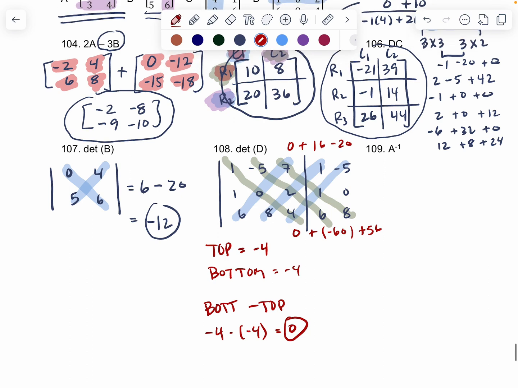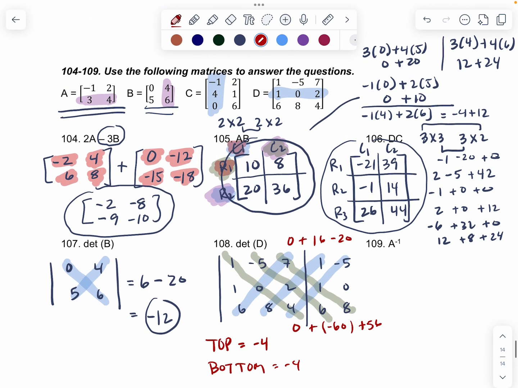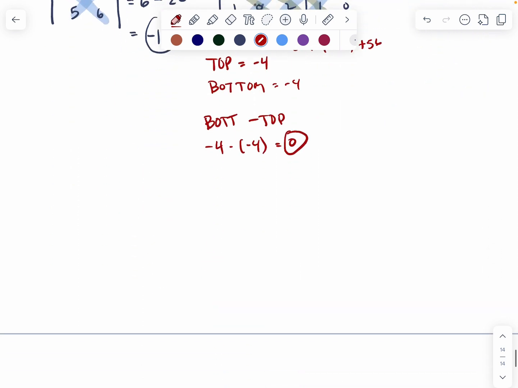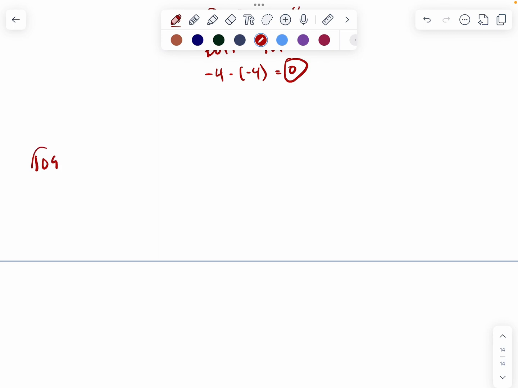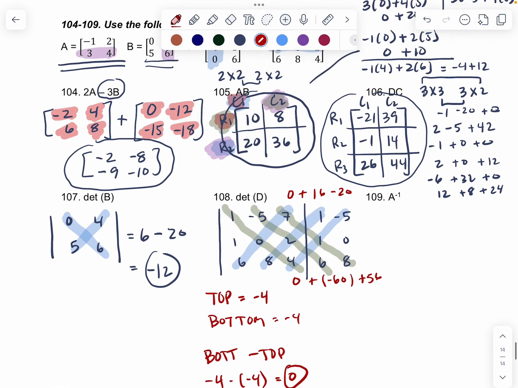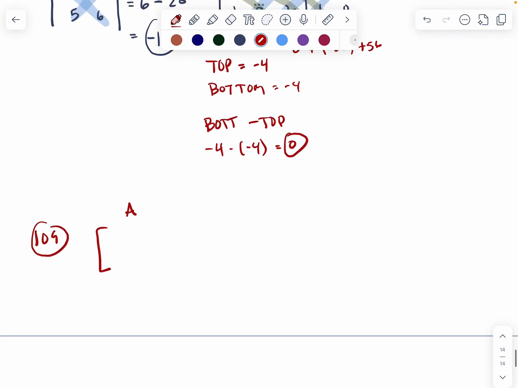And then the last one, for 109, to find the inverse of A, let me do 109 over here so I have more room. So I have the matrix A, which is, what is it? Negative 1, 2, 3, 4. If I want to find the inverse, remember I want to turn it into 1, 0, 0, 1.